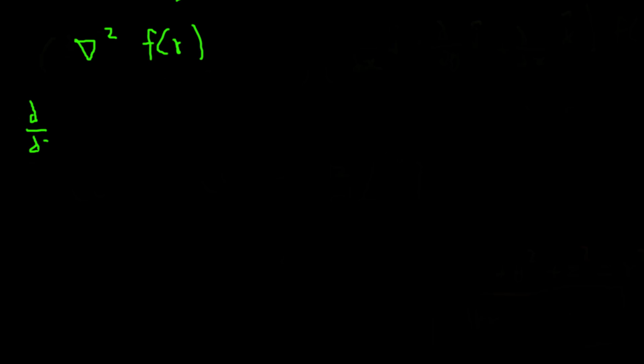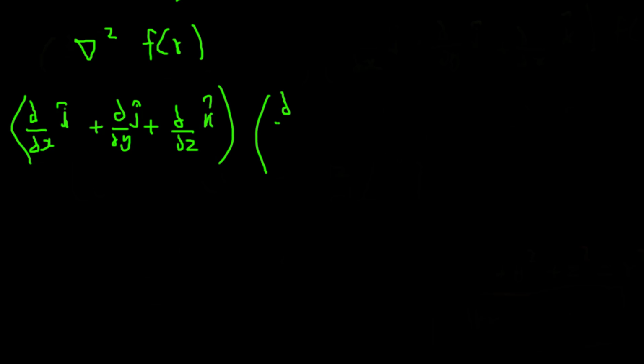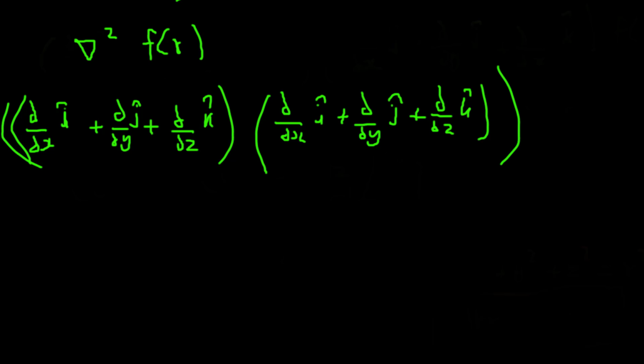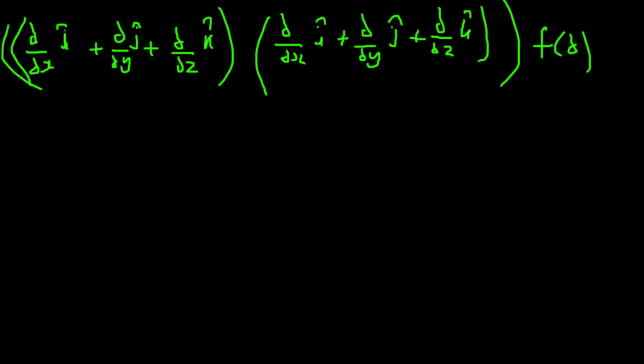Let's just do it. We all know del is del by del x i cap plus del by del y j cap plus del by del z k cap, multiplied into the whole f of r, and we are going to solve this thing. i multiplied by i, it will be del square by del x square, plus del square by del y square, j for j, plus z for z, k for k. This thing will come.